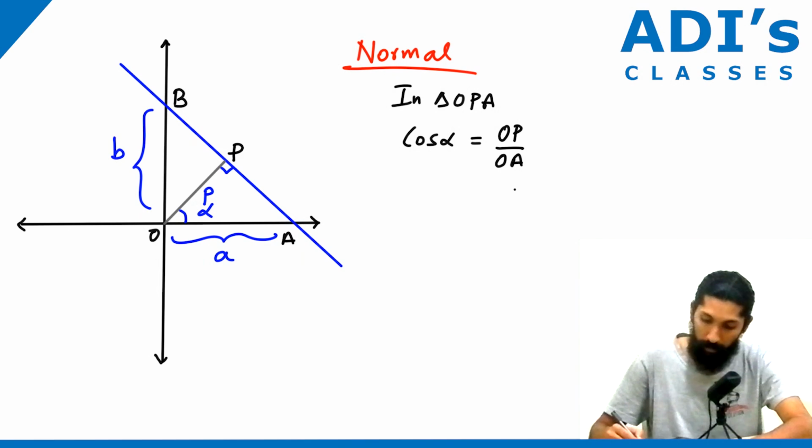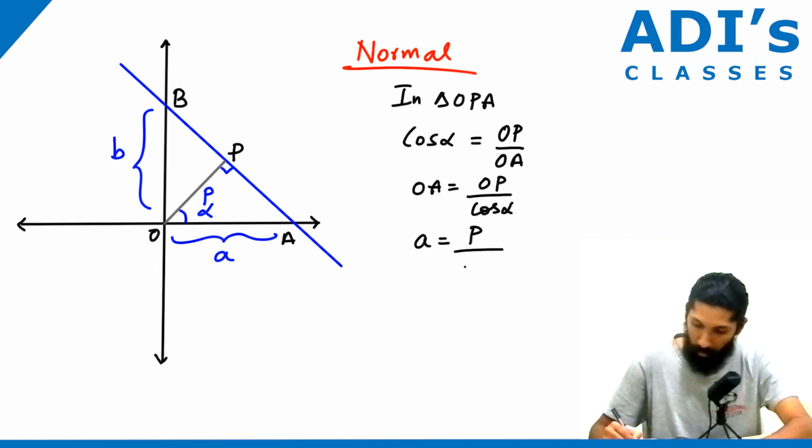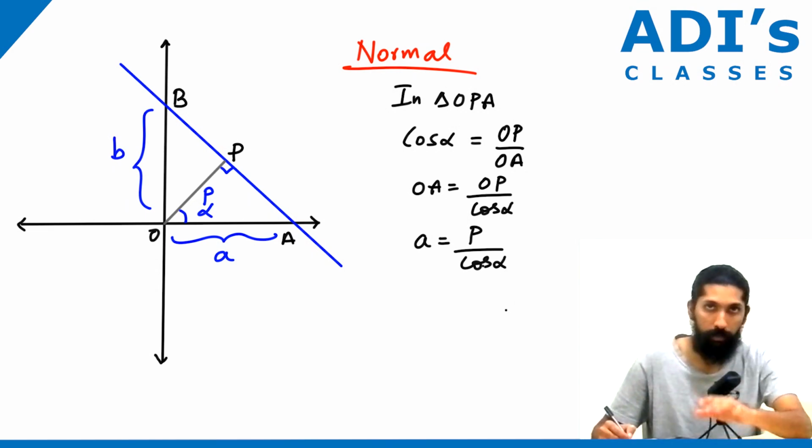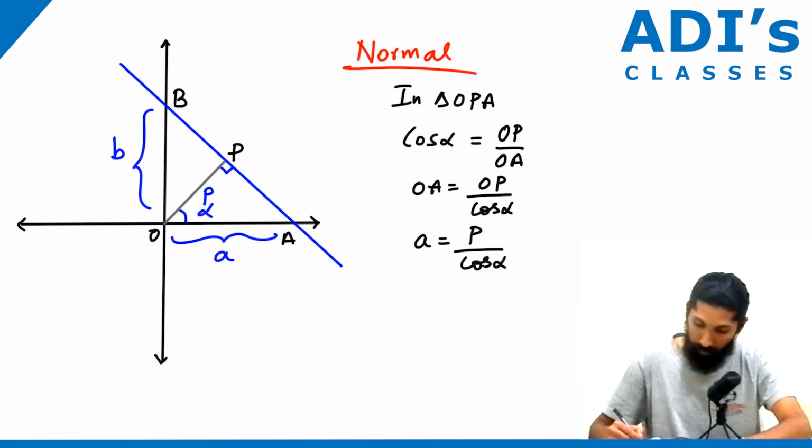So now what do we have? OA is equal to OP divided by cos alpha, or you can say P by cos alpha. Let it be whatever it is. Next, you can write A is equal to P by cos alpha. Well and good. Now we'll do the same thing in the other triangle.